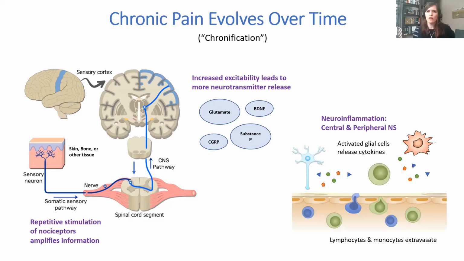So these neurotransmitters will activate cells called glial cells, and these cells then release pro-inflammatory cytokines that lead to extravasation of lymphocytes and monocytes, which can lead to local edema. This is a process called neuroinflammation in both the central and peripheral nervous system. So the net effect of all of these processes together is an increased sensation of pain, even if there hasn't been any change or worsening in the patient's underlying disease state.